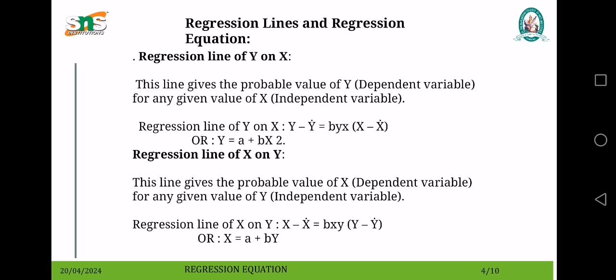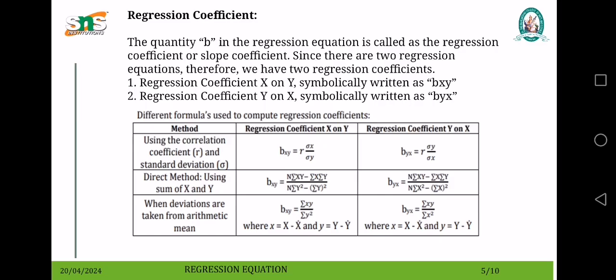Regression line of x on y. This line gives the probable value of x, the dependent variable, for any given value of y, the independent variable. Regression line of x on y is x minus x bar is equal to bxy into y minus y bar, or x equal to a plus by. Regression coefficient. The quantity b in the regression equation is called the regression coefficient or slope coefficient. Since there are two regression equations, we have two regression coefficients.